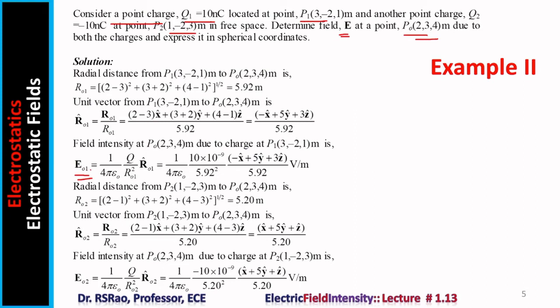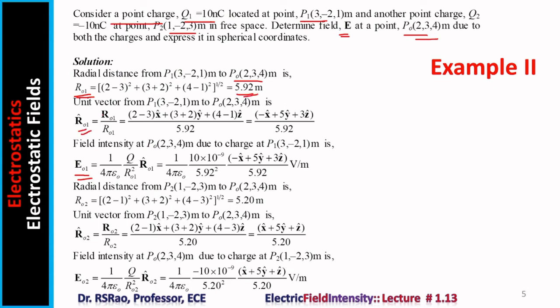E01, the field intensity due to point charge, is 1 by 4 pi epsilon naught q by R01 square, R01 cap, unit vector. This is in coordinate free form. R01 is the distance between field point and source point, whereas R01 cap is unit vector along the line joining source point with the field point. Now, we consider charge 1, q1. Location of charge 1 is (3, -2, 1) and field point is (2, 3, 4). So R01 is (2 minus 3) whole square plus (3 plus 2) whole square plus (4 minus 1) whole square under square root. It is 5.92.